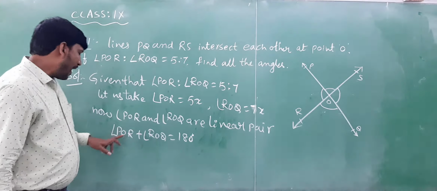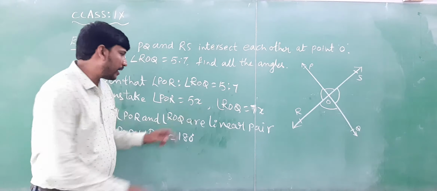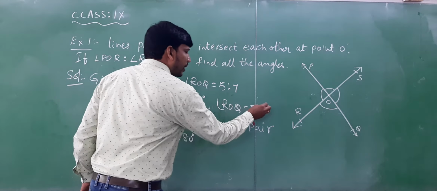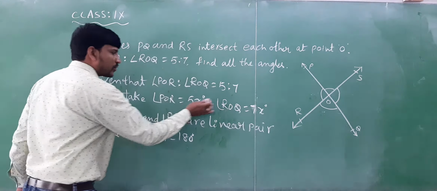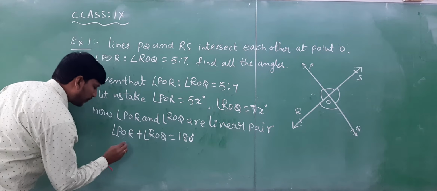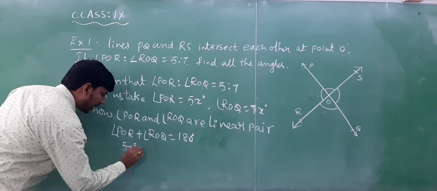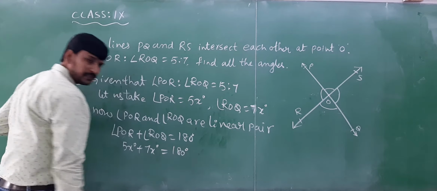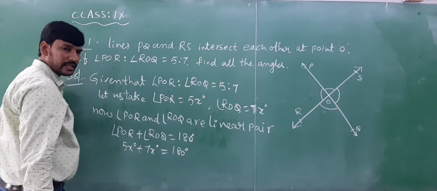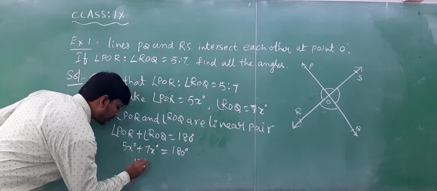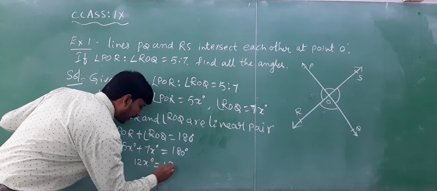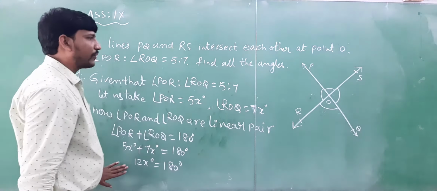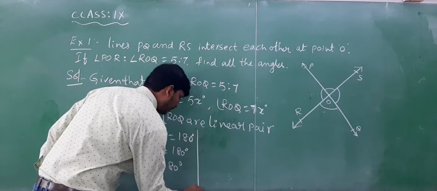But the given angle POR is 5x degrees, and ROQ is 7x degrees. Substitute these two values here. So 5x degrees plus 7x degrees is equal to 180 degrees. 5x plus 7x is 12x. So 12x is equal to 180 degrees. We need to find the value of x here.